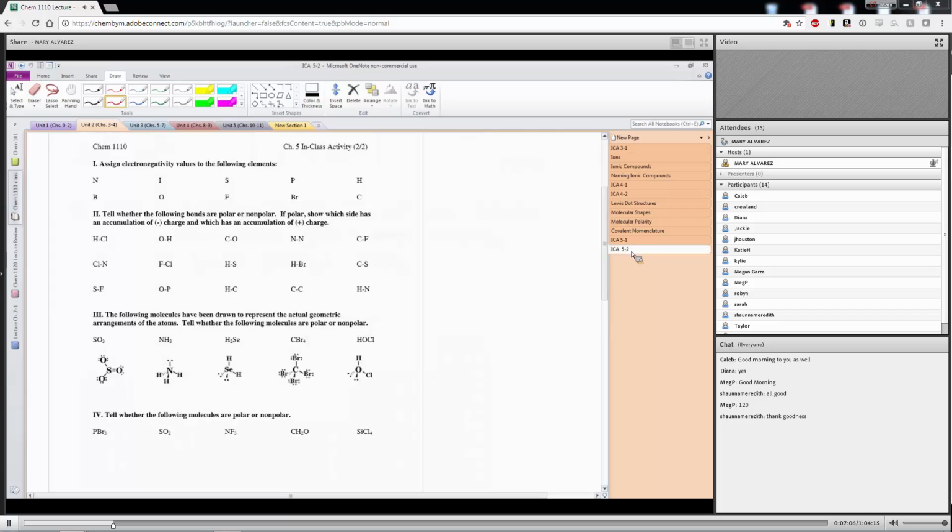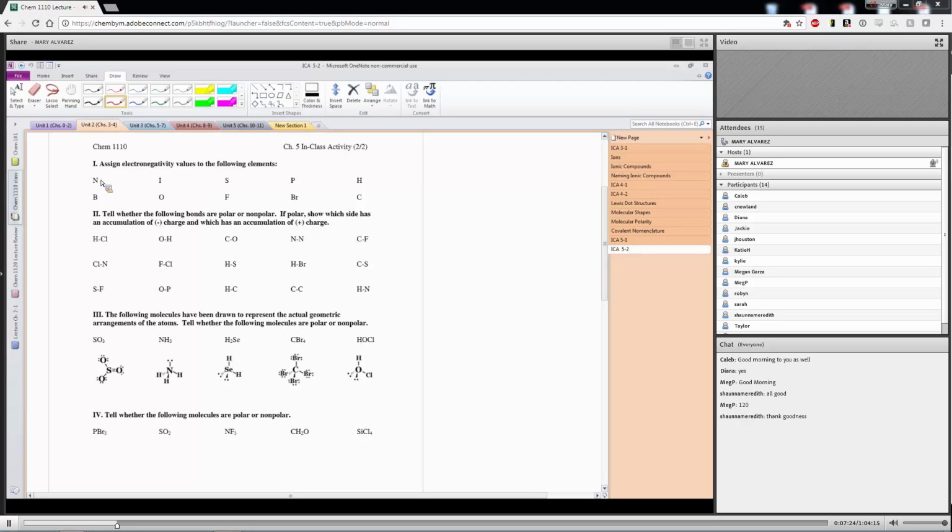your in-class activity sheet, chapter 5, number 2, or chapter 4, number 2, whichever one you want to call it. Part 1 is just assign electronegativity values to the elements. It's literally like look it up on the table and put it down on the paper. I think you guys can do this section.